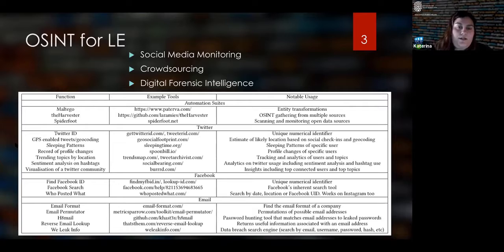Here is a list of some open source intelligence tools that can be used, the websites, and then the notable usage for each tool.